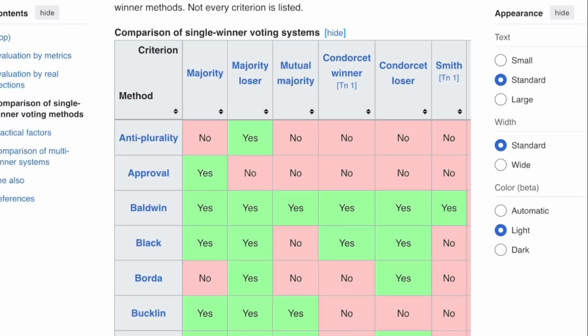Ours only had 5 by 5, but here you can see, so like that first column is the majority criterion, which was our first column also. But then there's this other thing called majority loser, mutual majority. Those are like different variations on the majority. Then we have the Condorcet winner, which is something we talked about. There's also something called the Condorcet loser, which is similar but not the same. And then down the side here, you can see all these different voting systems.